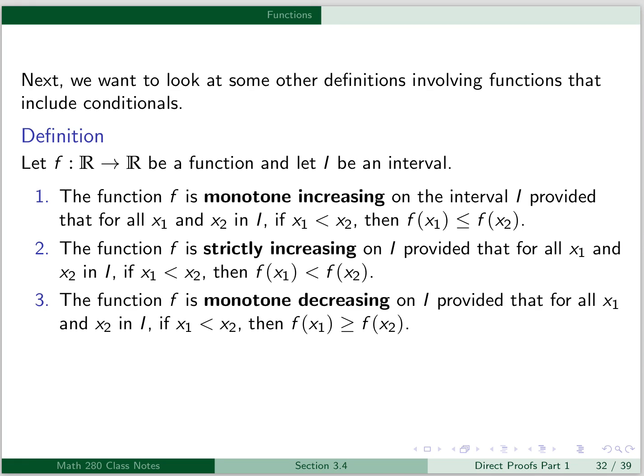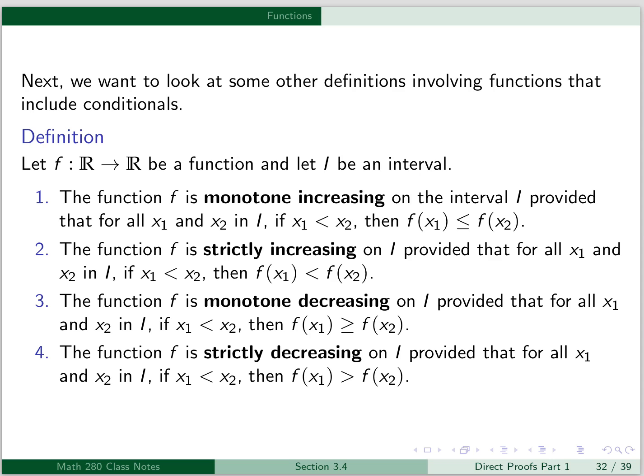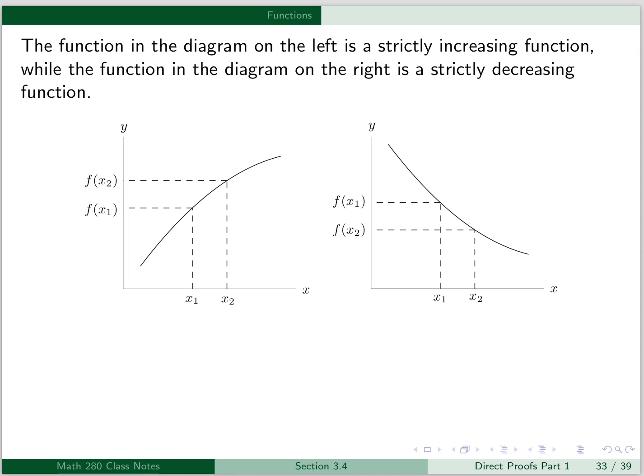Now if we flip our inequality around, we obtain that the function f is monotone decreasing on I, provided that for all x1 and x2 in I, if x1 is less than x2, then f of x1 is greater than or equal to f of x2. And if we change this to a strict inequality, we obtain the function f is strictly decreasing on I, provided that for all x1 and x2 in I, if x1 is less than x2, then f of x1 is strictly greater than f of x2. Now the function in the diagram on the left is a strictly increasing function, while the function in the diagram on the right is a strictly decreasing function.